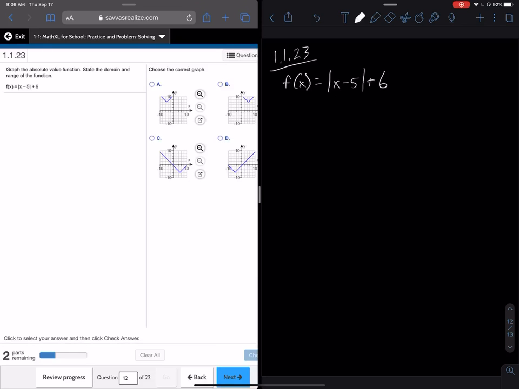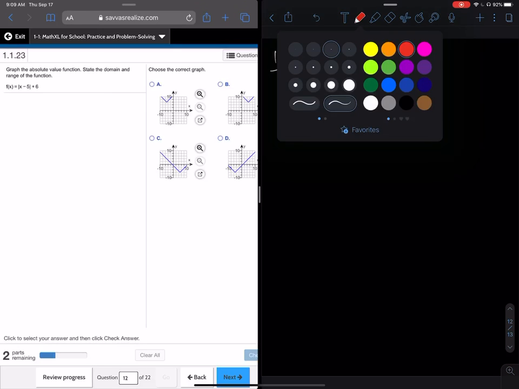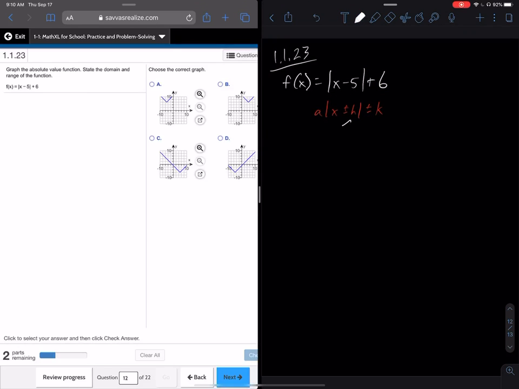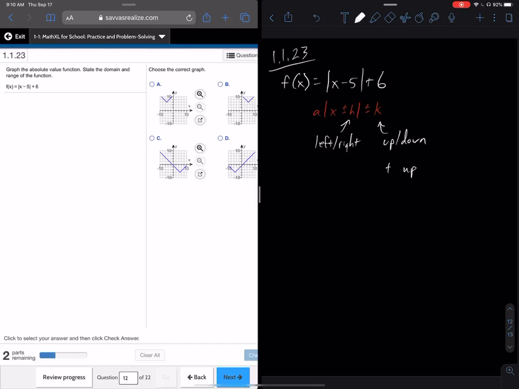So this is in the form a times the absolute value of x either plus or minus h, and then plus or minus k values. The h is going to tell me whether it moves left or right, and this k value tells me whether it goes up or down. The k value is much easier to work with because it does exactly what it tells you. If it's plus a number, it goes up. If it's minus a number, it goes down.